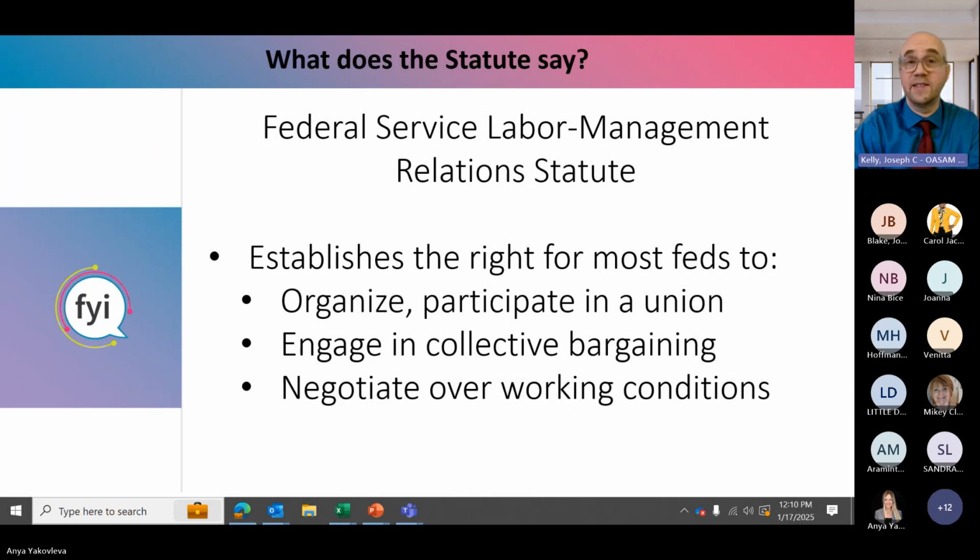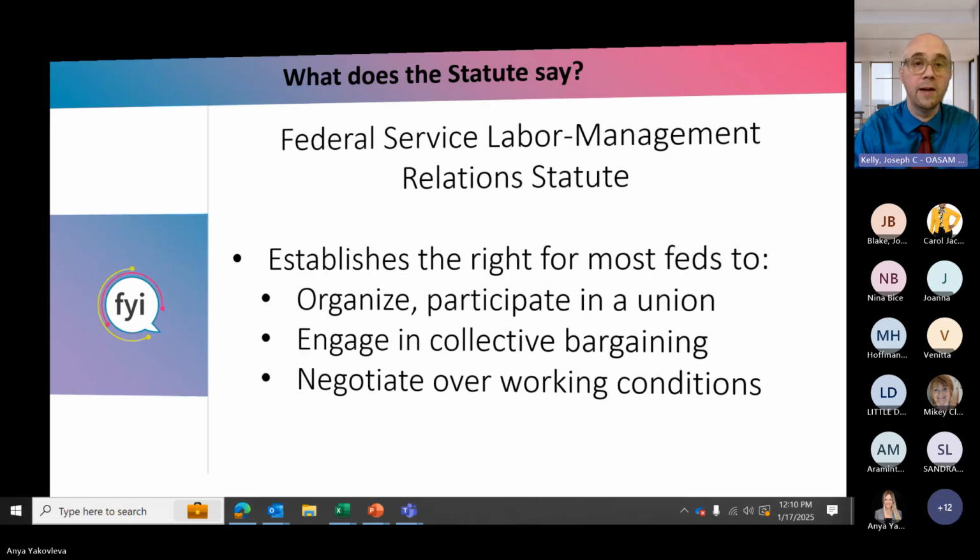So then what does the statute say? The statute establishes the right for most federal employees to organize and participate in a union, to engage in collective bargaining, and to negotiate over working conditions. It's a fairly short statute, and that's basically what it does. And it offers various processes and various ways to resolve different disputes that arise in federal sector labor relations. Next slide, please.